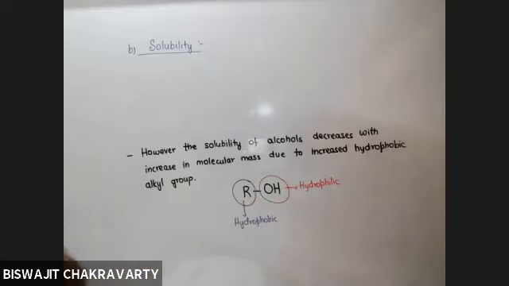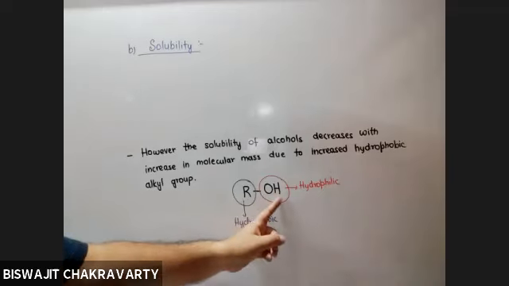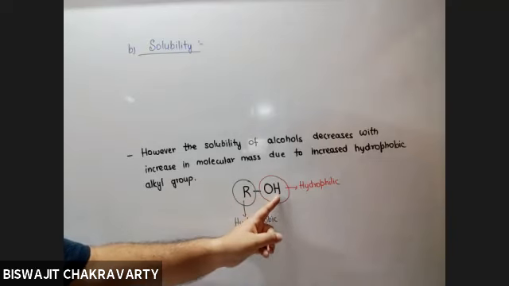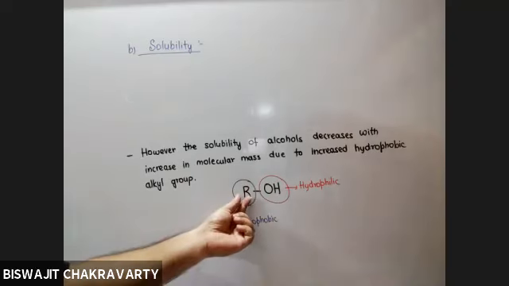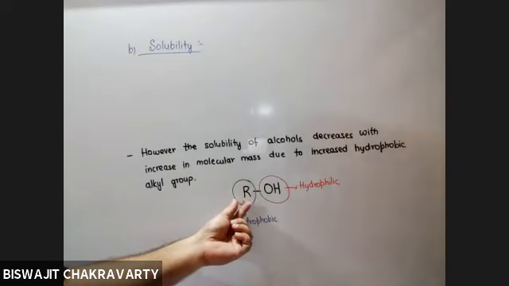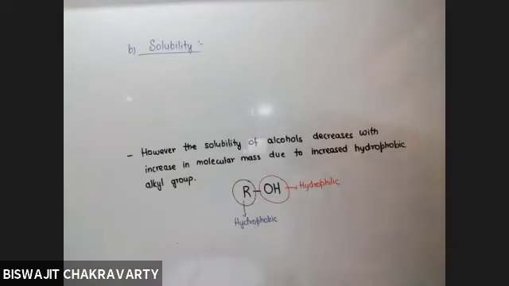So as a result, we can say that out of the two, whichever has more dominance will decide its solubility in water. If this is more dominating, then this will be more soluble. If this is more dominating, it will be less soluble. Now, as the molecular mass increases, the growth of R continuously moves on. OH remains same. So obviously, as R keeps on increasing in size, its solubility in water will decrease or not? Yes, sir. Understood?